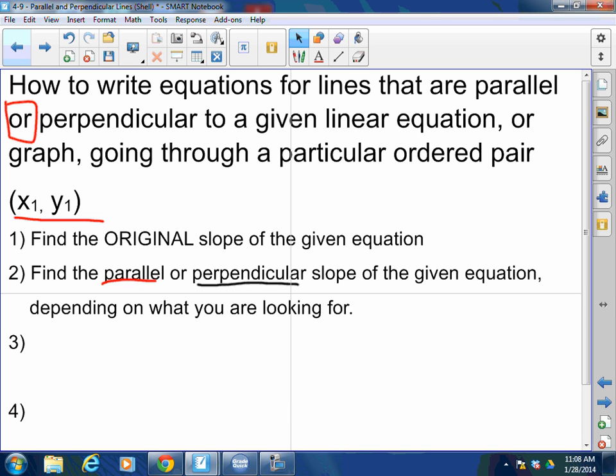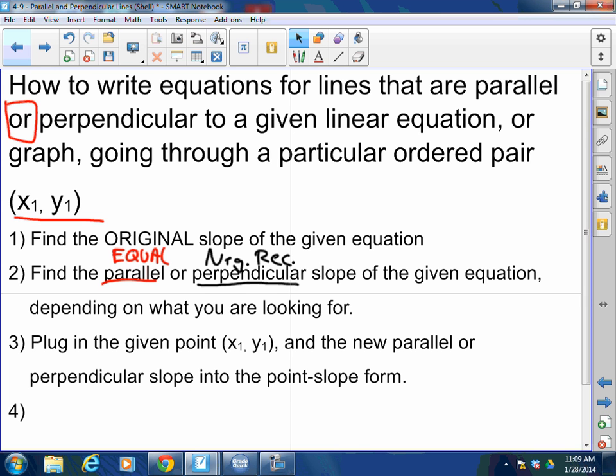If I say to you, write an equation that is parallel to the given line, then I'm looking for the parallel slope. And remember, parallel slopes are equal. So it would be the same slope. If I ask you for a perpendicular line, then I have to look at my original slope and find the negative reciprocal of it. So step 1, find the original slope. Step 2, find the parallel or perpendicular slope, depending on what you're looking for.